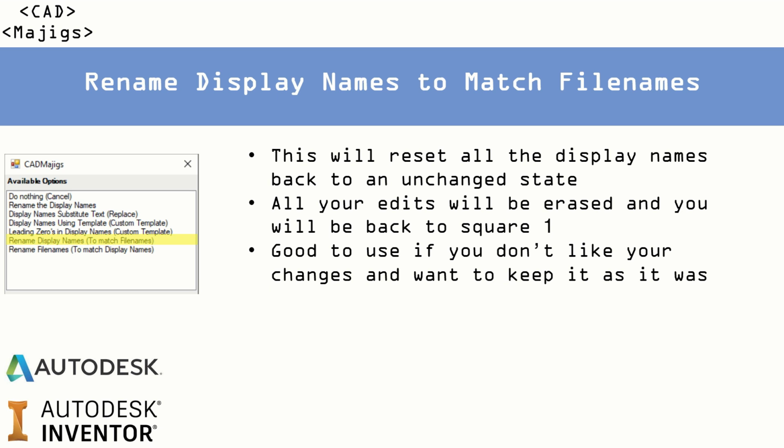The next option we will explore is Rename Display Names to Match File Names. This serves as a reset function, nullifying all modifications and realigning display names with their corresponding file names. It's vital to note that engaging this feature erases all prior edits, resetting to the original state. It is a good option if you want to start over, removing all overrides to the display names.